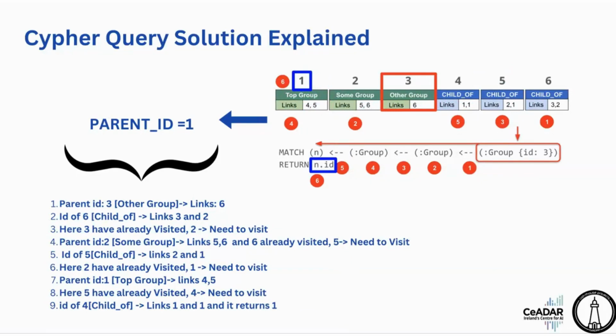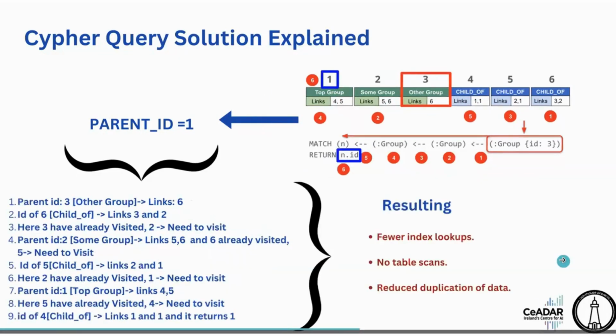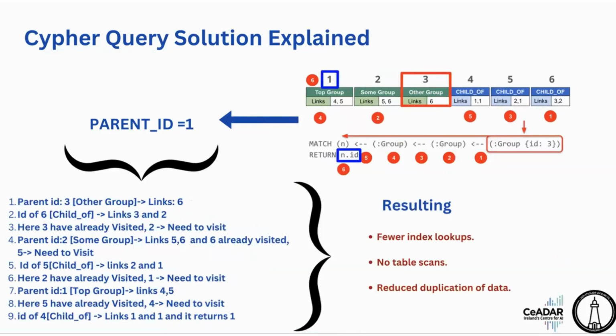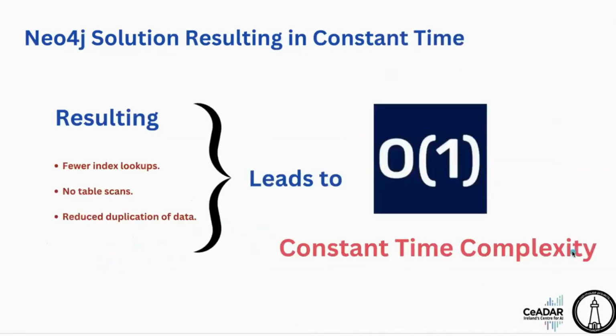in a single operation. The single operation will result in fewer index lookups and no table scans, and it completely reduces the duplication of data. And moreover, the time complexity is O(1). That's constant time. So most of the databases lie in this category. Whichever has O(1), it's constant time. That means it has a very high, lightning speed in reading operations and writing operations.